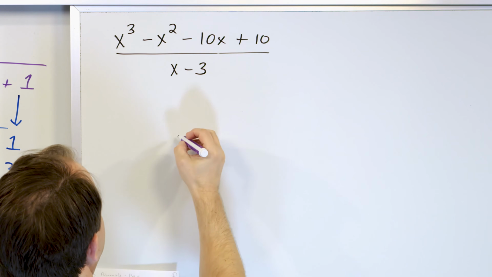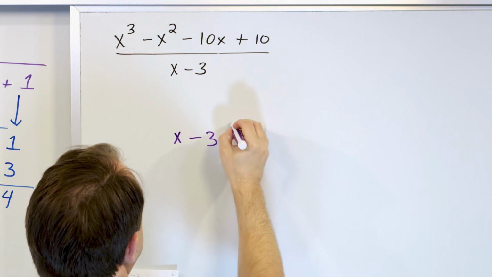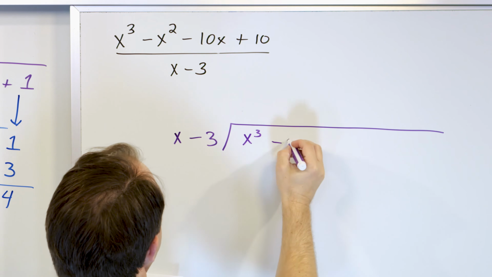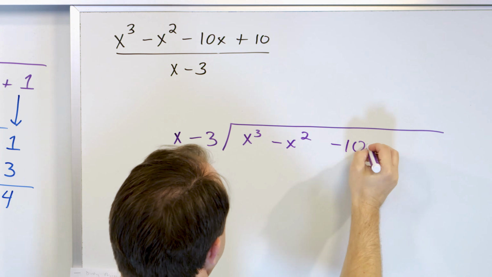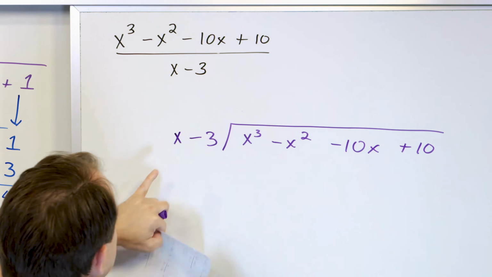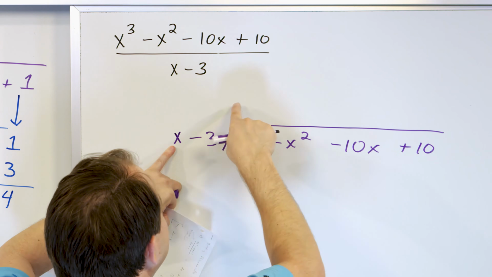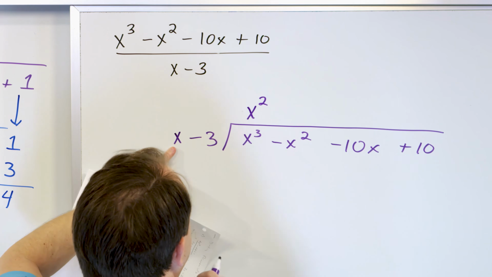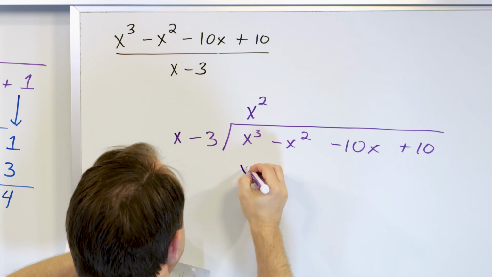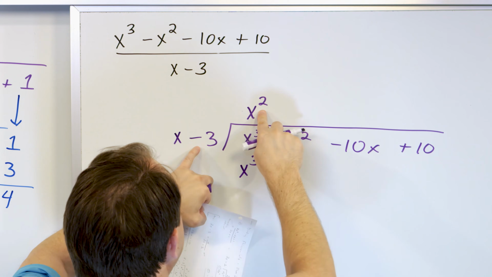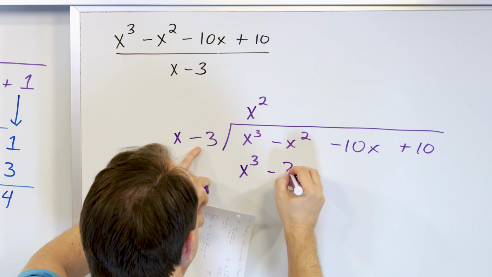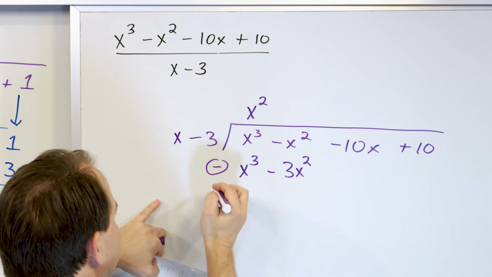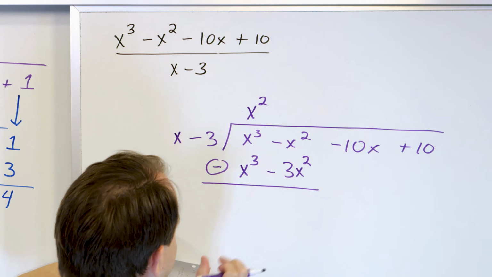So we're dividing on the outside by x minus 3. And on the inside, I'm going to draw a long house here. We have x cubed minus x squared minus 10x plus 10. And then we only look at the first term. X times something gives me x cubed. This has to be x squared, because x times x squared will give me this. Now I do the multiplication, and I'm going to get x cubed here, and then x squared times the negative 3 will give me negative 3x squared. I have to subtract them, so I'm going to put a circle around it to remind myself that both of these terms are subtracted.